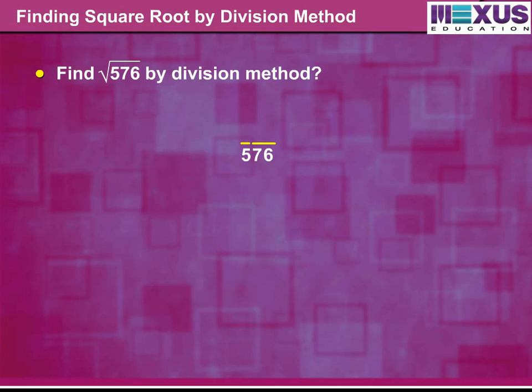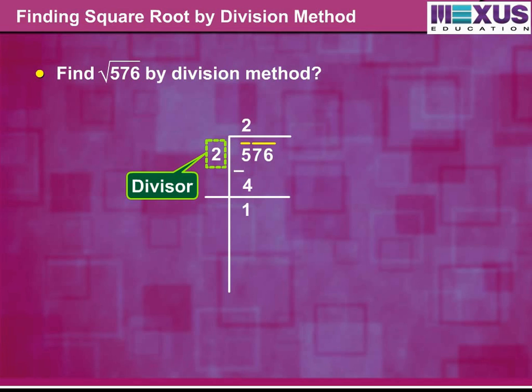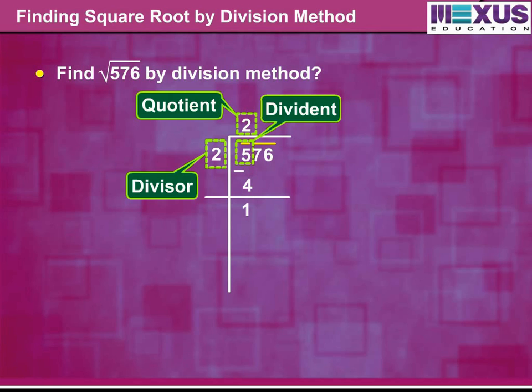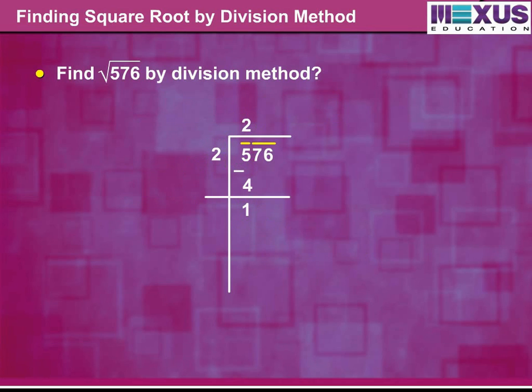Step 2. Now we have to find the largest number such that its square is equal to or less than the number under the extreme left bar. Here you can see we have 2 as the divisor for the dividend 5, for which we get quotient 2 and remainder 1. Step 3. Now bring down the number 76 next to the remainder. So now the dividend becomes 176.